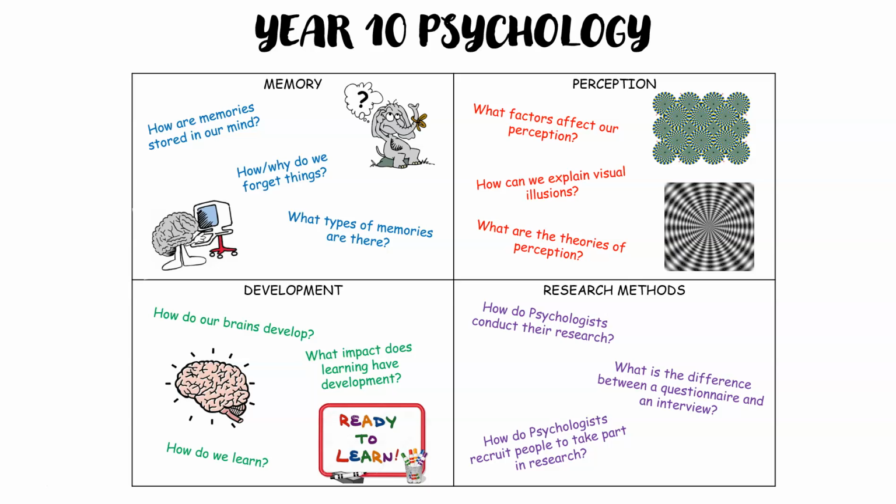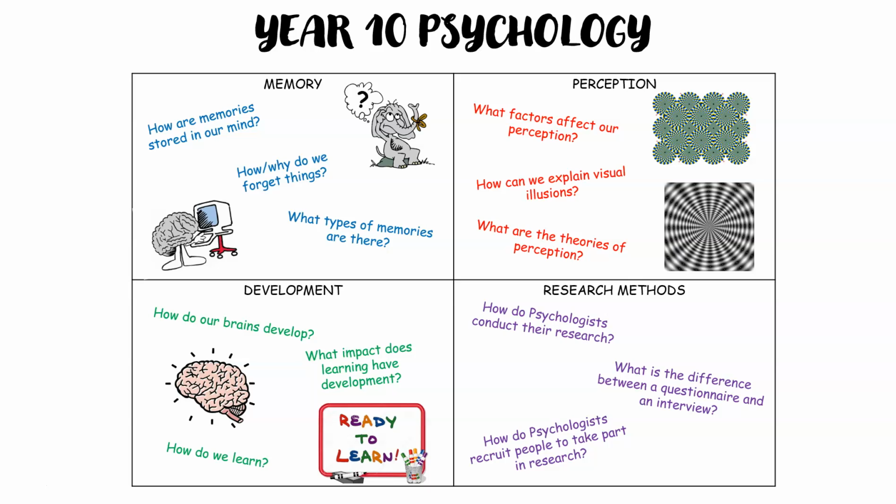So for example, let's look at memory. So, I don't know, but can you remember exactly what I said at the beginning of this screencast? I can't even remember what I said at the beginning of this screencast. But the memory topic looks at why do we forget things, but why do we remember certain things? Are there different types of memories, and how are they stored in our minds?